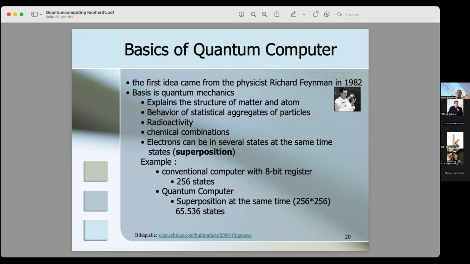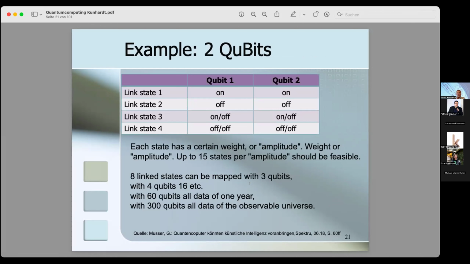In a conventional computer with an 8-bit register, you have 2 to the power of 8, that is 256 different states. In a quantum computer, working with superposition, you have 256 states at the same time. And that's the quality of a quantum computer: the use of superposition. Later on, we will explain how superposition can be reached in a quantum system with two electrons or with two atoms as well.